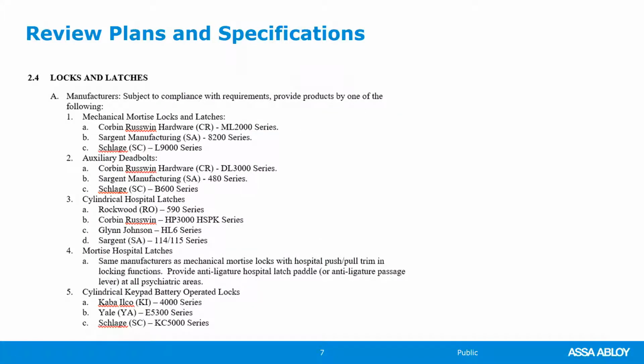The specification itself, this is part 2, which talks about the different manufacturers. When it comes to a hospital, most facilities already have in mind what grade that they want for hardware, maybe even what brands that they want. Maybe they've got an existing facility and they know that they want 3 different brands and that's it. In this particular project, the 3 brands were Corbin Russwin, Sargent, and Schlage, and it lists the different series numbers so that you know what is considered equal to each other. And if you're doing a takeoff and you're pricing this, you know the series, you'll be able to find out the trim, the keying information, all of this information.